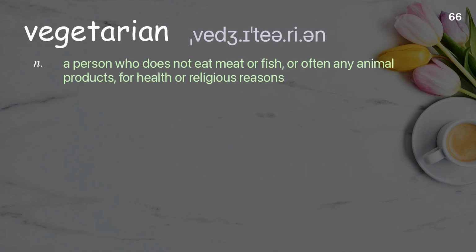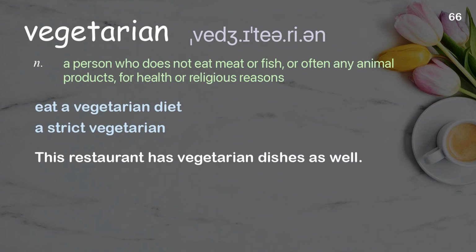Vegetarian. A person who does not eat meat or fish, or often any animal products, for health or religious reasons. Examples: Eat a vegetarian diet. A strict vegetarian. This restaurant has vegetarian dishes as well.